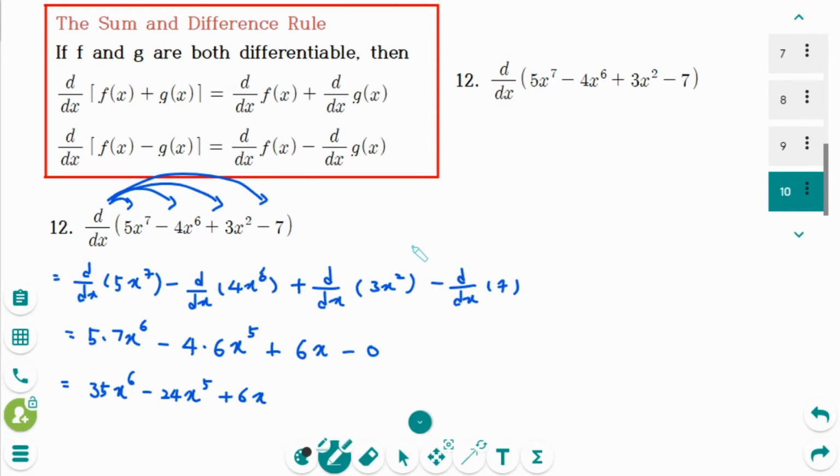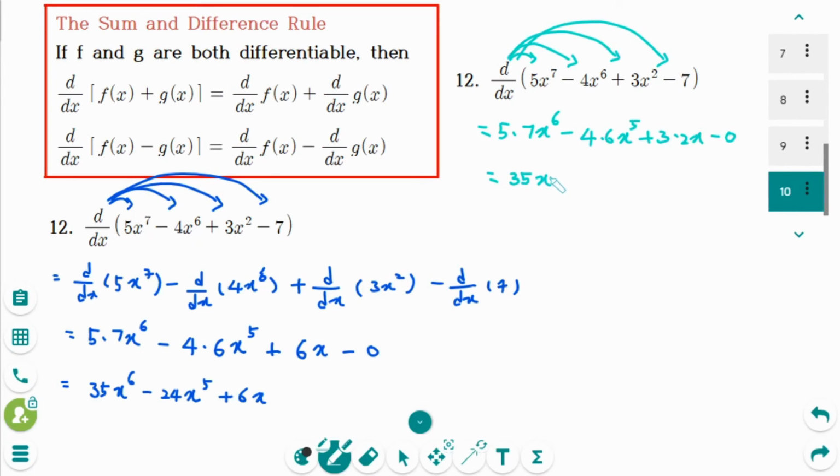Or you can use this way. The derivative of the first term, keep the 5, which is 7x to the power of 6, minus second term 6x to the power of 5, then third term, keep 3, then 2x, then last term, which is 0. The final answer is 35x to the power of 6 minus 24x to the power of 5 plus 6x.